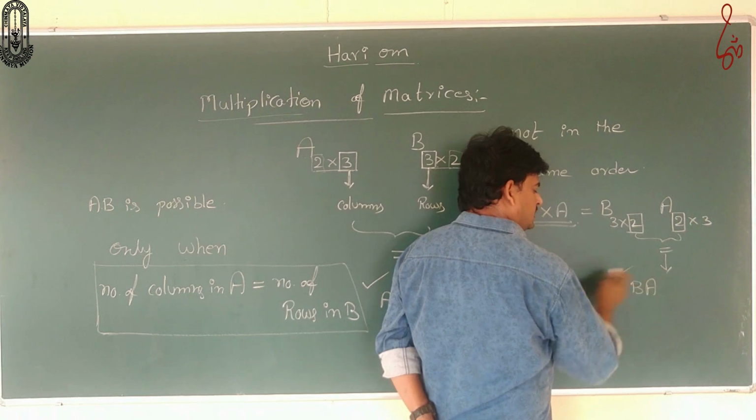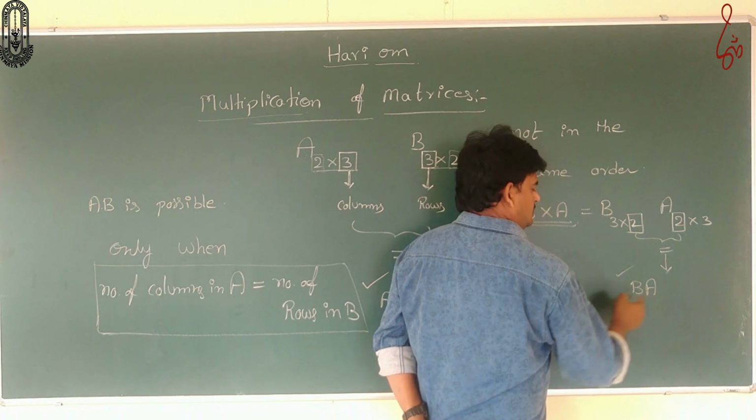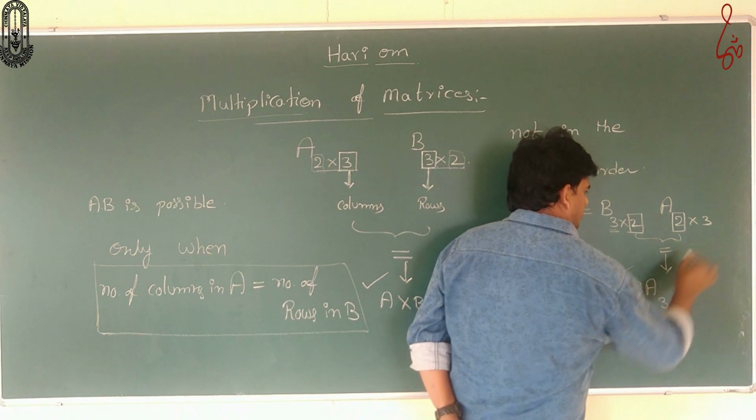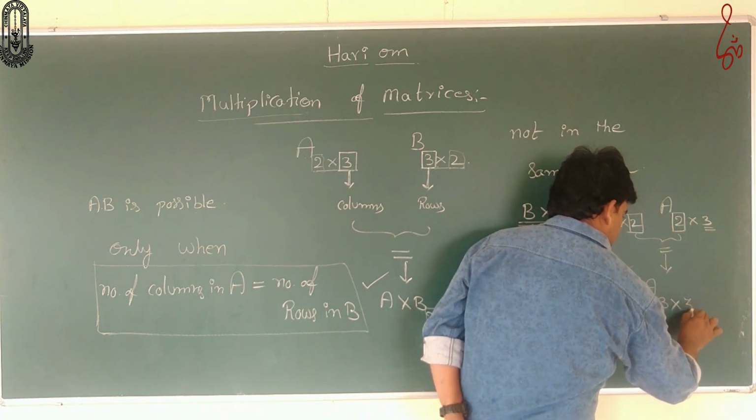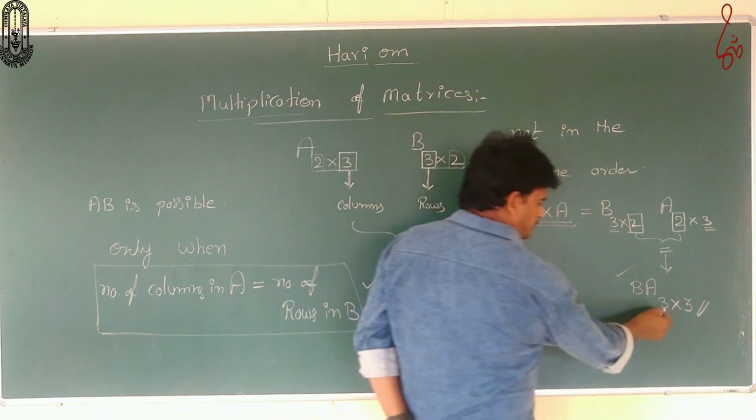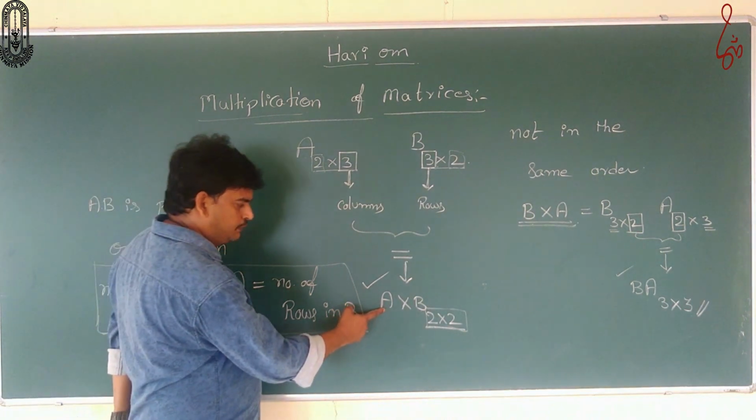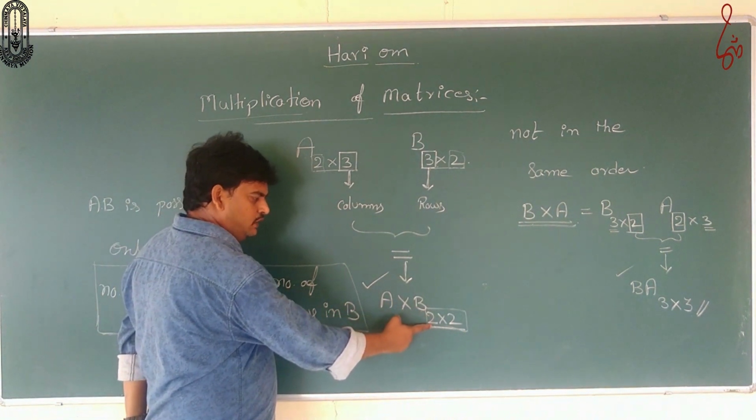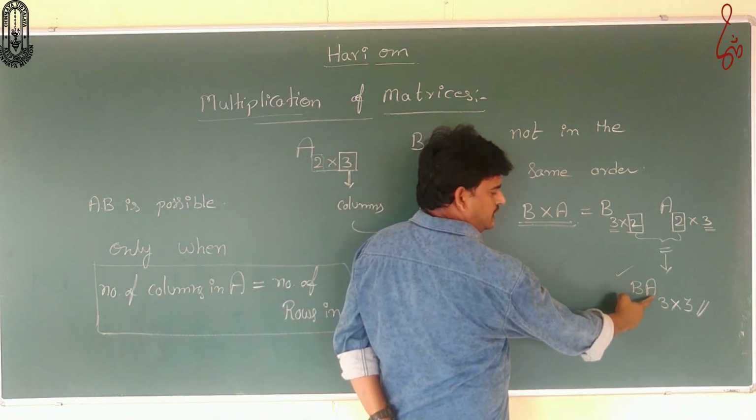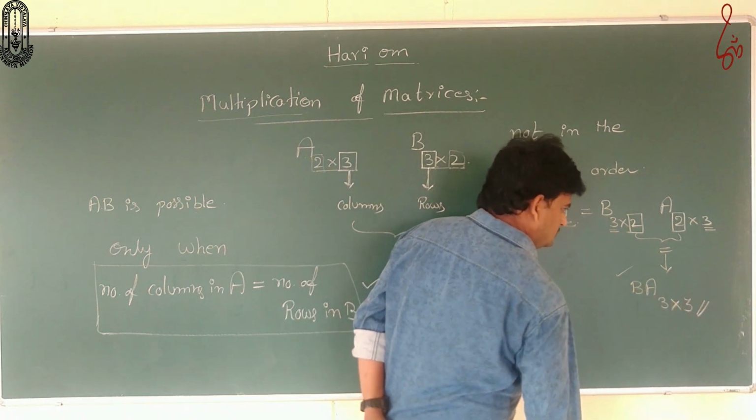When the product of B and A is possible, what is the order of the resultant matrix? Here I have 3 rows and 3 columns, so our resultant matrix is a square matrix with 3 rows and 3 columns. You can observe here, the product of A and B is a square matrix with 2 rows and 2 columns. The product of B and A is also a square matrix with 3 rows and 3 columns.